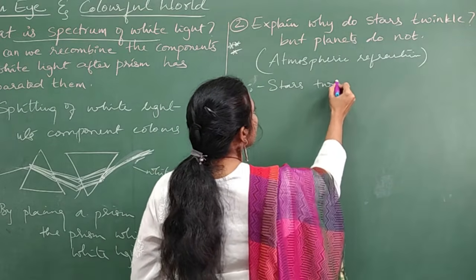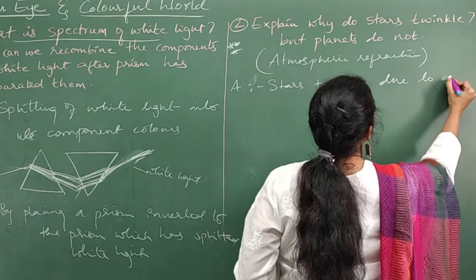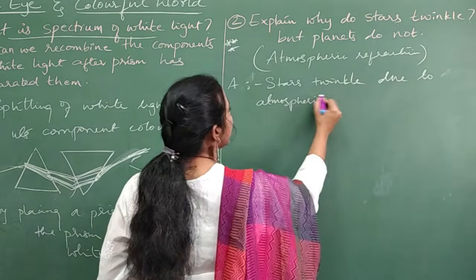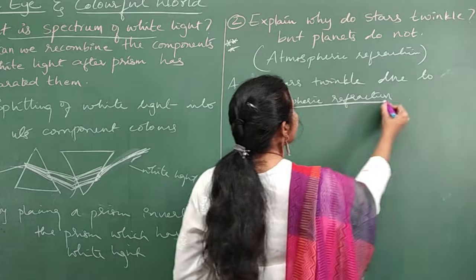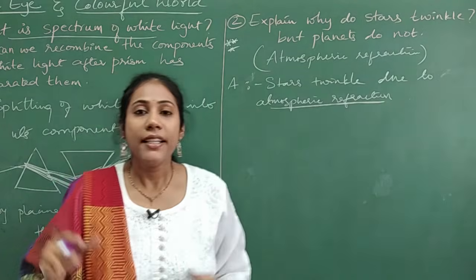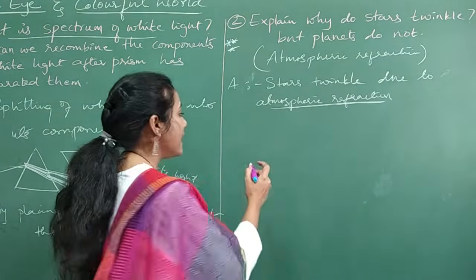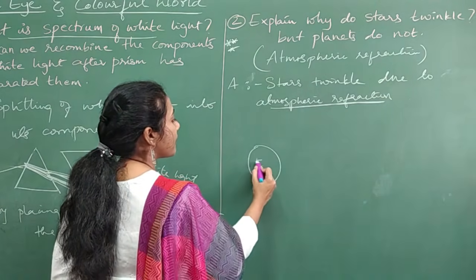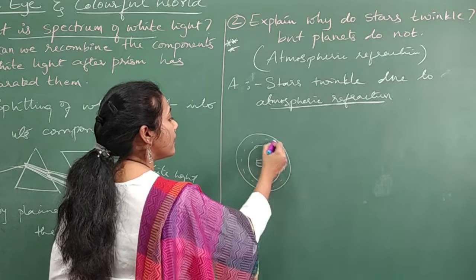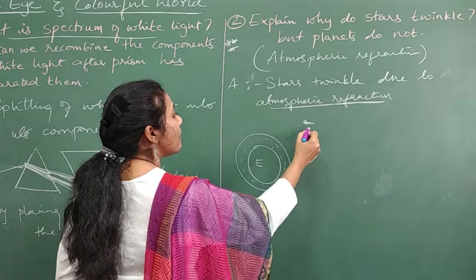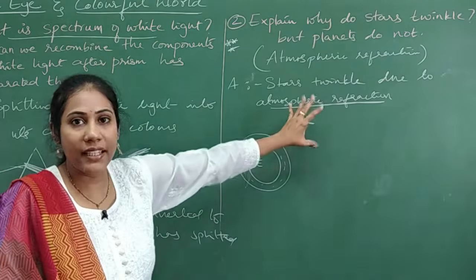Stars twinkle due to atmospheric refraction. So now the big question is, what do you mean by this atmospheric refraction? See, our earth is covered by atmosphere, isn't it? Say, imagine this is our earth. Okay, so our earth is surrounded by atmosphere, right? And stars are somewhere here in the sky. Yes, space, they are in the space.